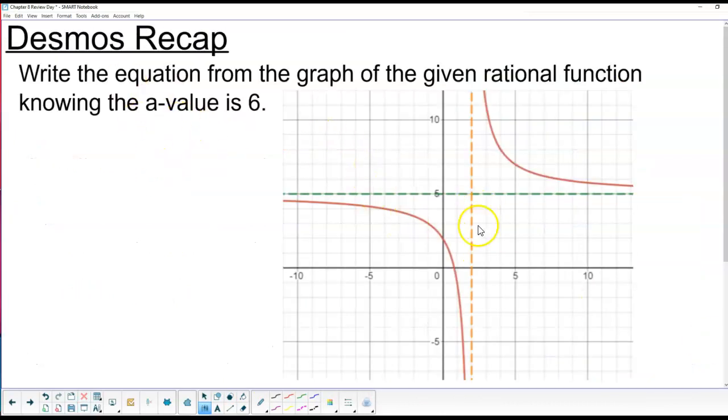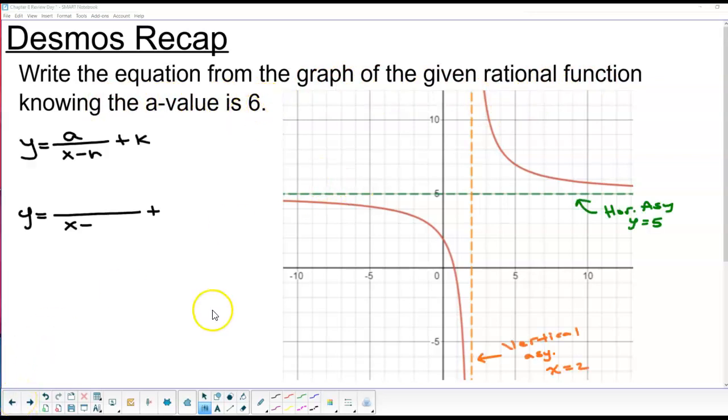Let's try another one. What if I give you a graph? Can you write the equation of the given rational function knowing that the a value is positive 6? So I'll have you pause it, write down your answer. So let's take a look.